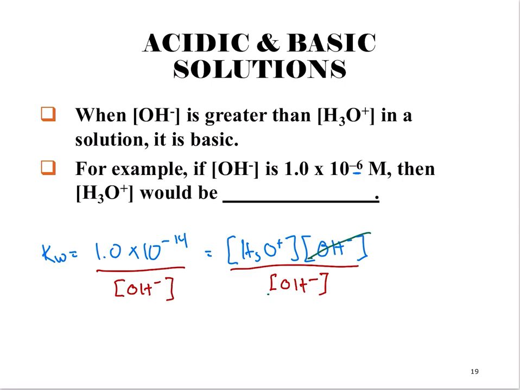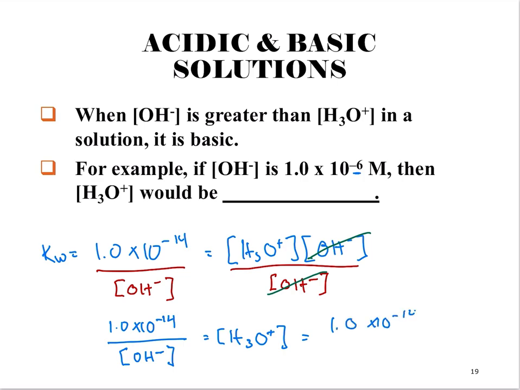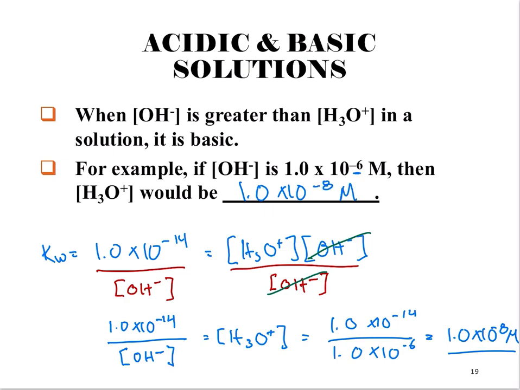On the right-hand side, that concentration cancels out, and then we can plug in the values. So you get 1.0 times 10 to the minus 14 over [OH minus] is equal to the concentration of H3O plus, and that is 1.0 times 10 to the minus 14 divided by 1.0 times 10 to the minus 6. So that should give us 1.0 times 10 to the minus 8 molar.